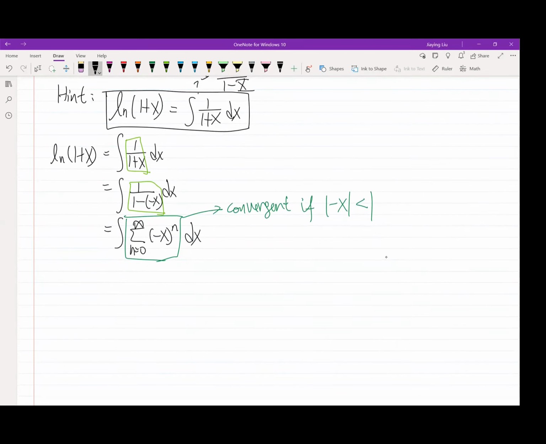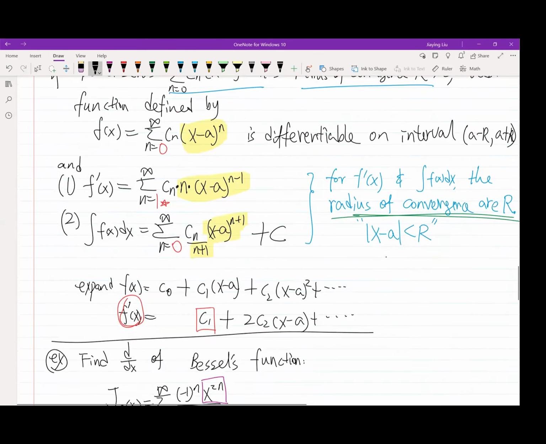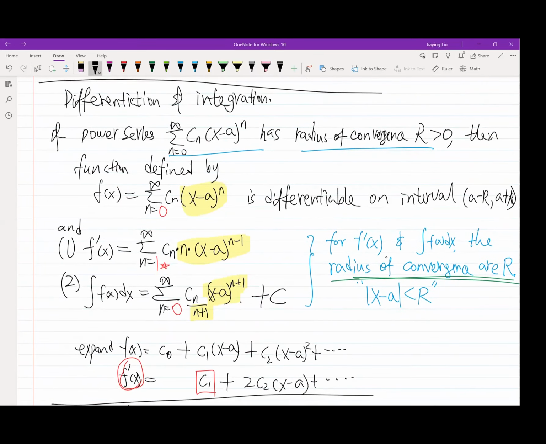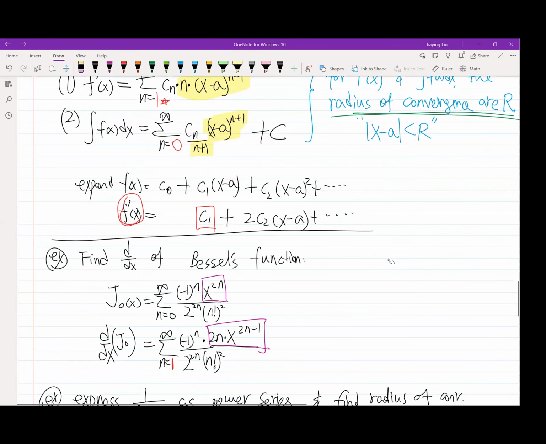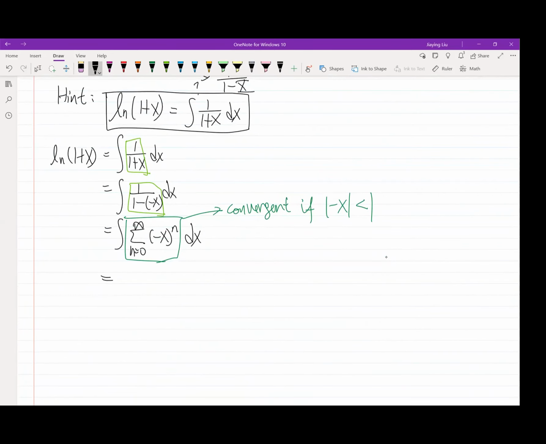But let me continue. So now we need to integrate this. When we try to integrate a function, we just integrate the x part, the x minus a part. So here, when we integrate this, we've got to do something first. We've got to split the -1 from negative x. So let's split this. So that's the integral of sigma of -1 to the n x to the n. So now we can just focus on the x to the n when we integrate, n from 0 to infinity, dx.